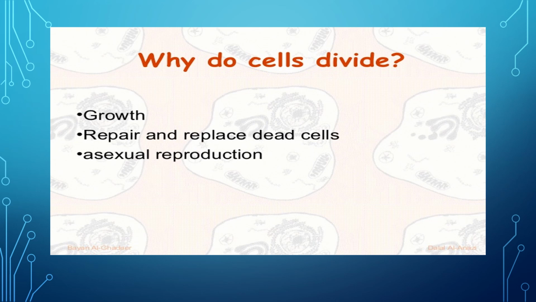Due to these 3 reasons, the cells divide. Depending on that, in the growth, mitosis division is occurring, and that is happening in all the somatic cells. In the germ cells, in the reproduction, meiosis is occurring. So basically the cell divides for these three reasons: growth, repair and replacement of the dead cells, and asexual reproduction.